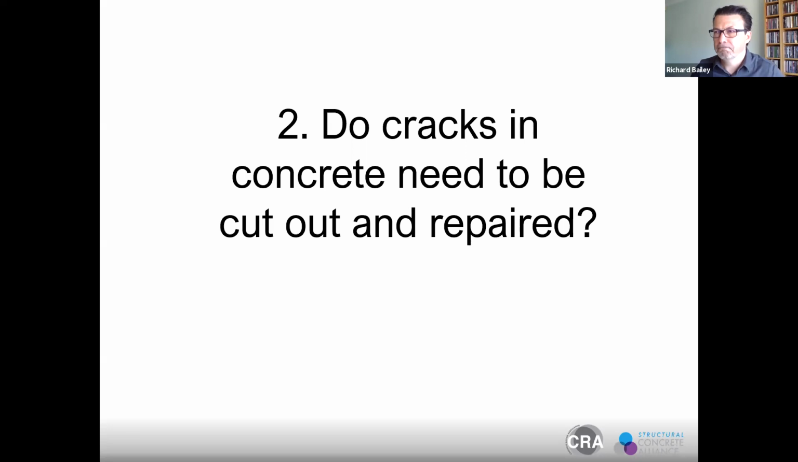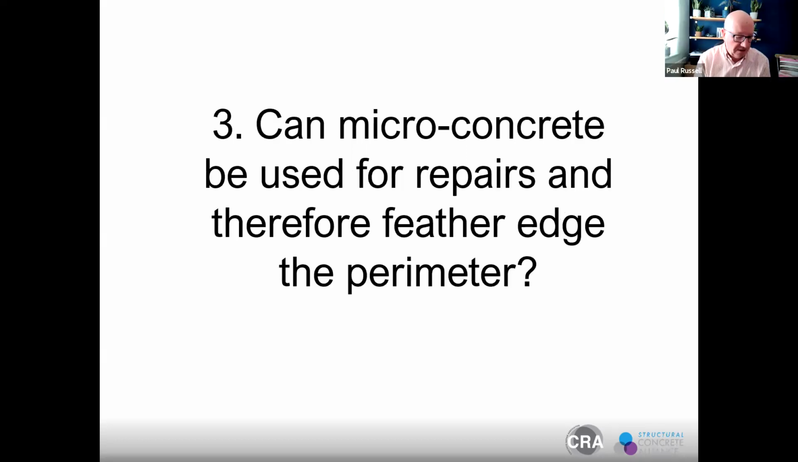Good. So I think it's important that we ask the expert, isn't it? Good. Let's move on to question 3. And we're going to ask Paul Rigby to answer this question. Can microconcrete be used for repairs and therefore feather edge the perimeter of the repair zone?